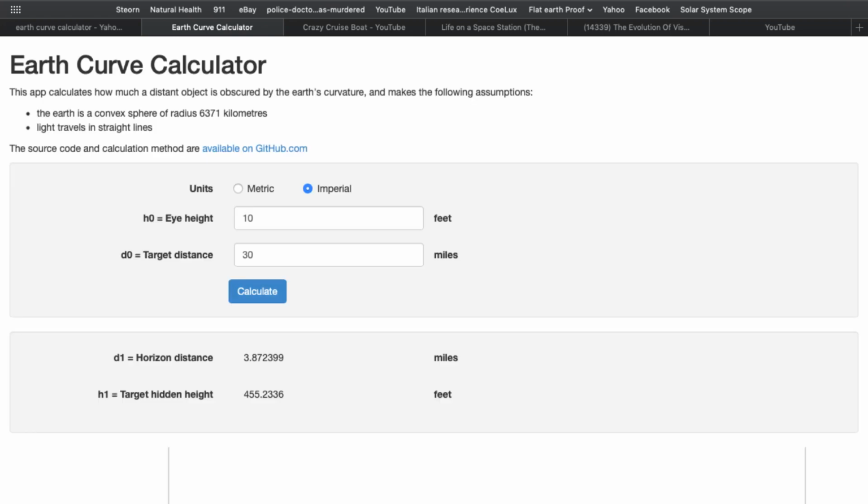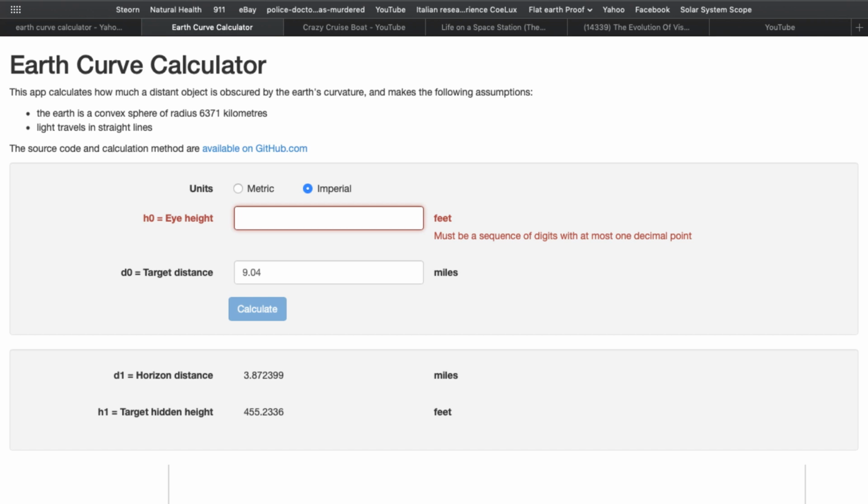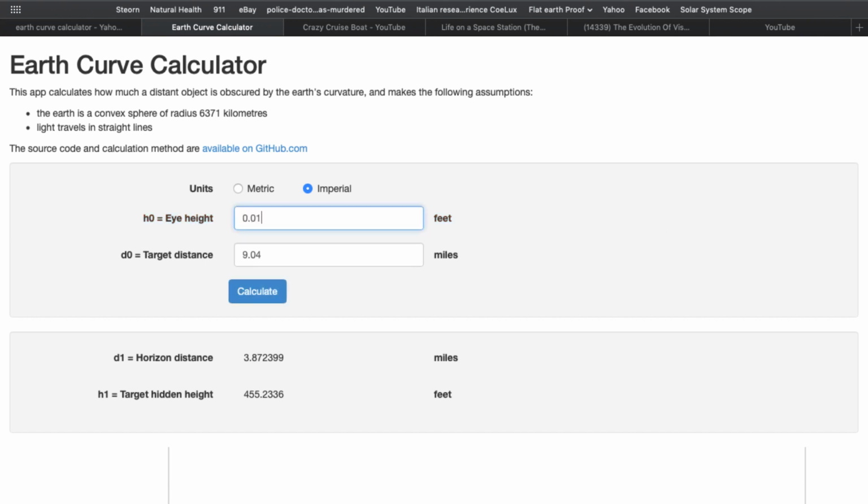Oh wait, first, distance 9.04 miles. Height 0.01. Now I'm going to translate this to metric. Well, I'll calculate, then translate to metric. Let's see what it's showing us. So that's 0.01 feet. Let's see how many centimeters that might be, or millimeters. I can't be bothered doing the math.